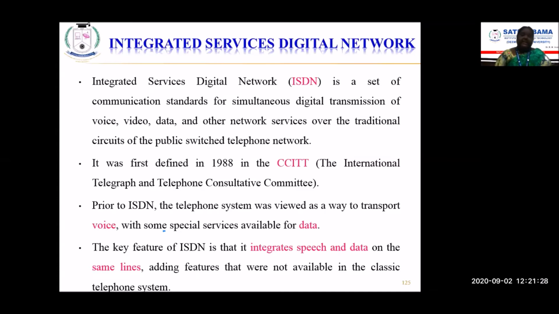ISDN is a set of communication standards that is used for simultaneous digital transmission of voice, video, data, and other network services over the traditional circuits of the PSTN, that is the public switched telephone network. So we are going to make use of the same telephone network line for transmitting voice, video, data, and any other information. Okay, so the same network we will be using. That is the evolution of ISDN.